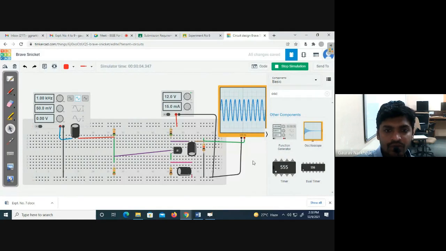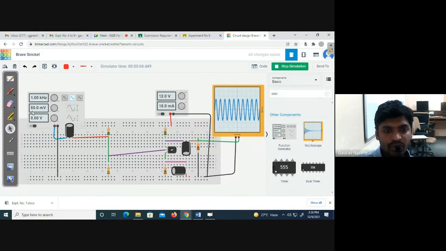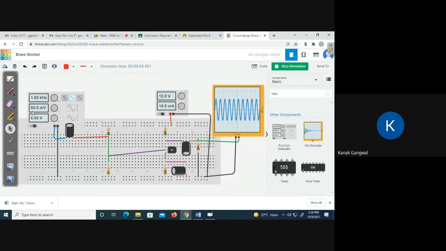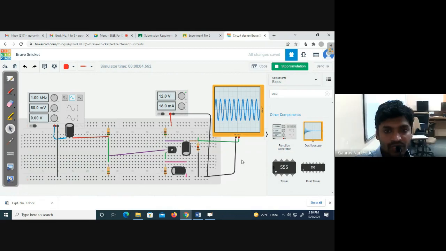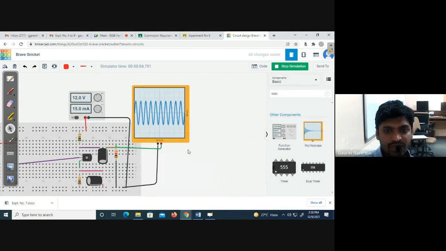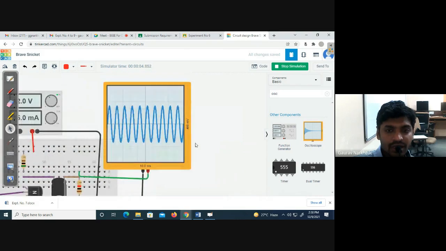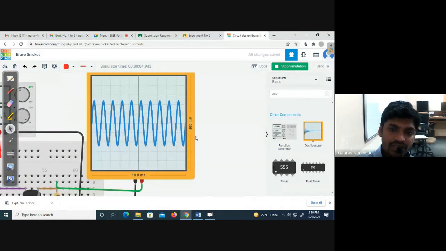Okay, what is the input voltage? Peak to peak volt? 50 millivolts, right? Now I'm just zooming it. How much is it? Can you just guess? So total is 400, right? So one division corresponds to 40 millivolts, right?